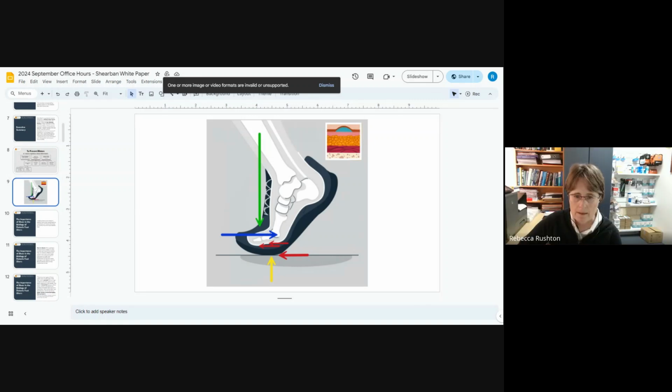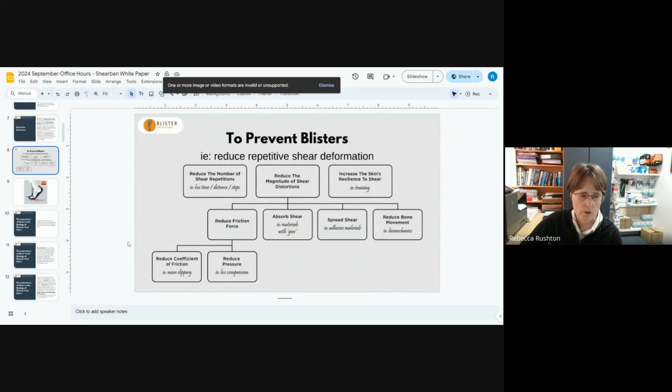Yep. So when we think about friction force, which is the force of stickiness, the grippiness or stickiness between two surfaces, it's determined by both pressure and the coefficient of friction. And we're very good at reducing pressure. We do this with diabetic foot ulcers all the time. But how do we address the coefficient of friction, and how do we do it?